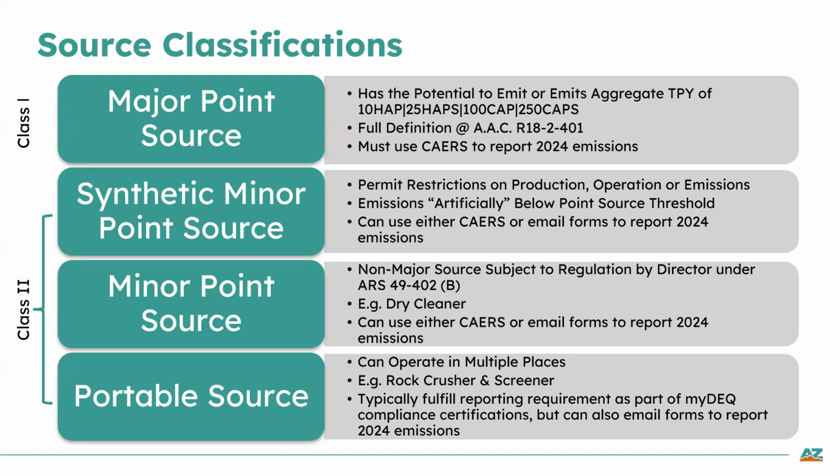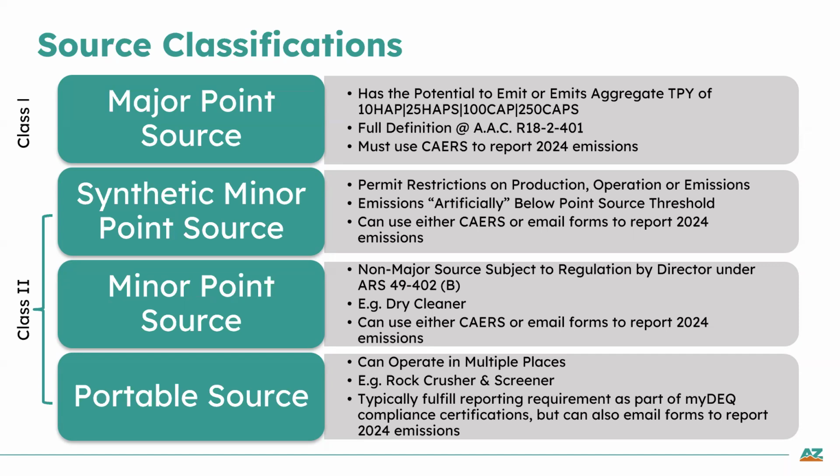ADQ's permitted sources can be classified into 4 categories. Major point sources are the sources capable of emitting more than 10 tons per year of hazardous air pollutants or 100 tons per year of criteria air pollutants for a single pollutant. For compound pollutants, the threshold are more than 25 tons per year of hazardous air pollutants or 250 tons per year of criteria pollutant. Major point sources must report using CAERS.